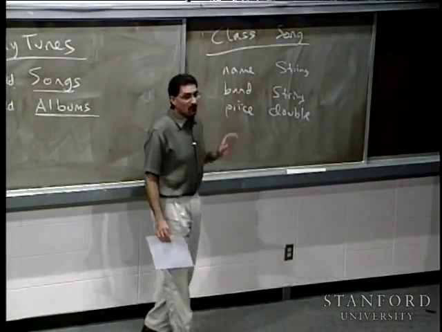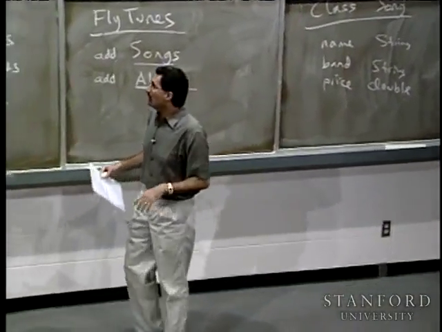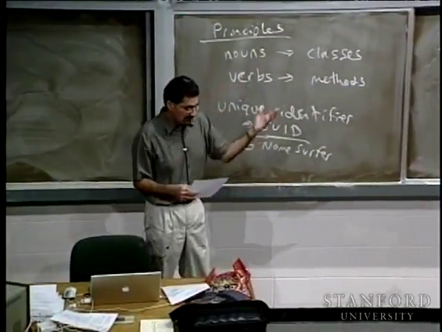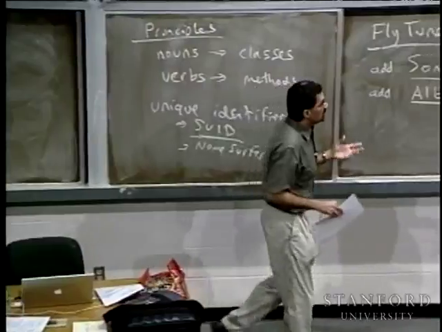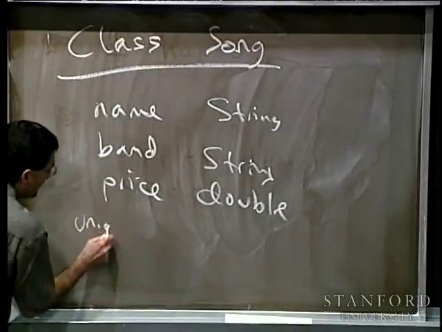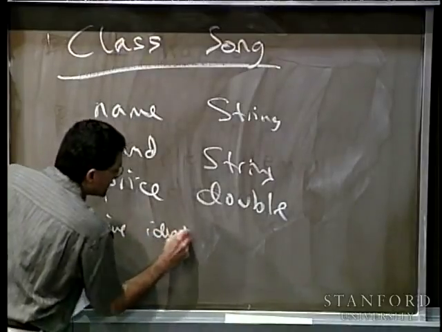So that's the information that we want to keep track of for a song, and then we want to think about what are some of the things that we want to be able to do with relation to those songs. The other thing we also want to think about is our friend, the unique identifier. Is there some unique identifier for a song?